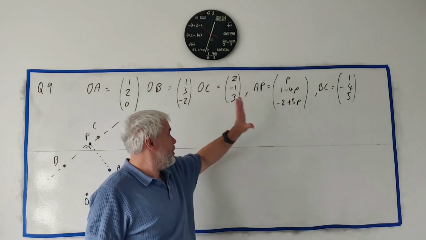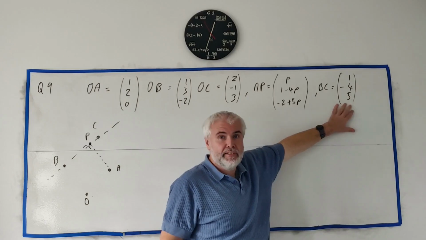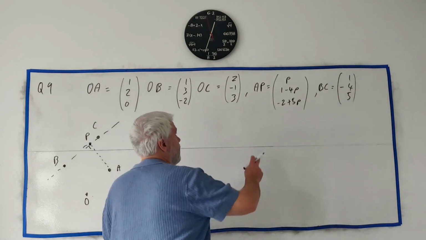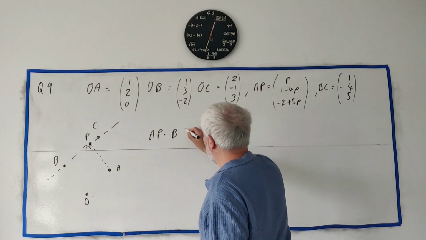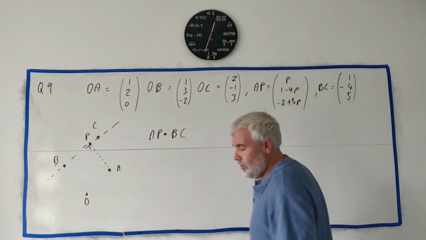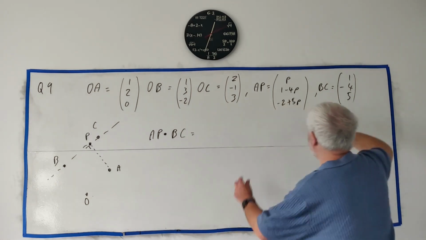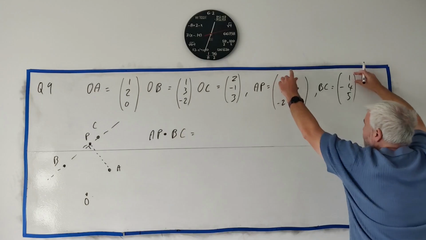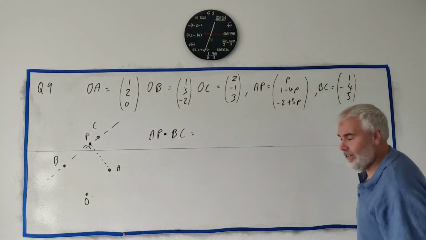Okay, I've written out those two answers we got here. We have a vector AP and we have vector BC. We just need to dot product these two. Well, let me write that out. AP dot BC. Make sure that dot's nice and big. The dot product or the scalar product. That's just the x parts multiplying, the y parts multiplying, and the z parts multiplying, and adding them all together.